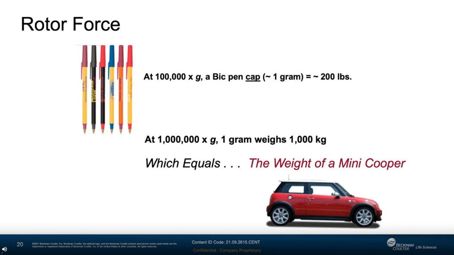What this slide is showing is that the cap of a pen, if subjected to 1 million G, would effectively turn into the weight of a small car. That's the kind of force we're talking about. And that's why balancing and loading a centrifuge is so critically important. And this is also why a centrifuge, which might not seem to do a lot except make a little bit of noise while it's running, can cause the occasional catastrophic laboratory accident.